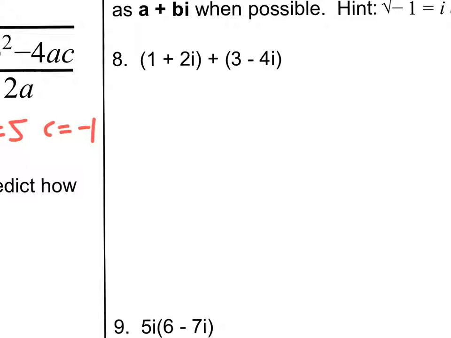For number 8, the biggest issue I actually saw in this problem is not seeing the plus. So this is combining like terms, and I saw a lot of people doing distribution. But if we take a look, 1 plus 3, which is 4, and then plus 2i plus negative 4i, which is minus 2i. And we're done. That's it.